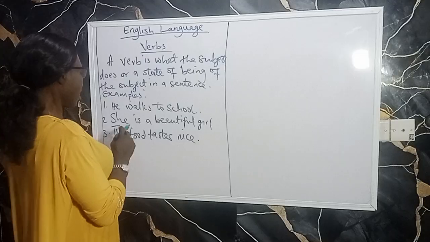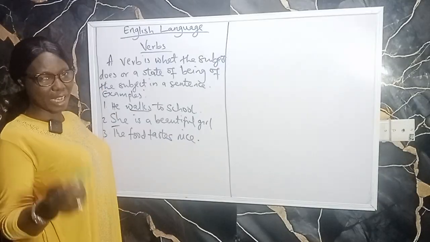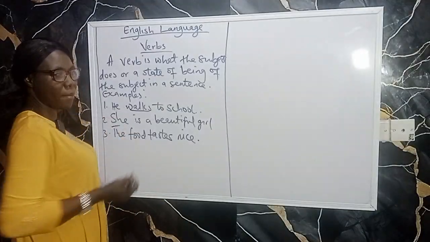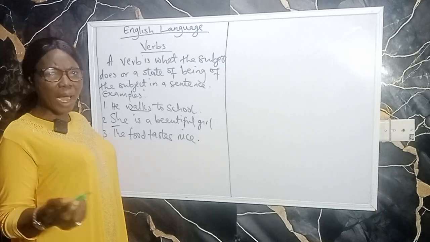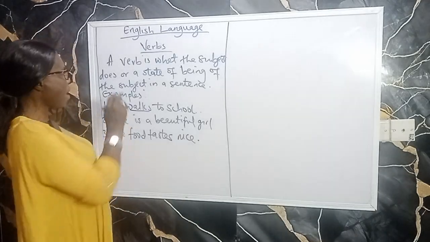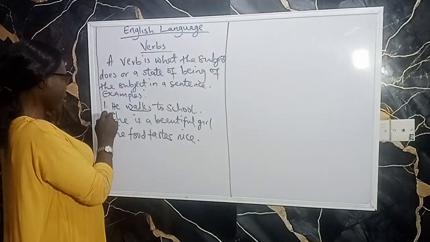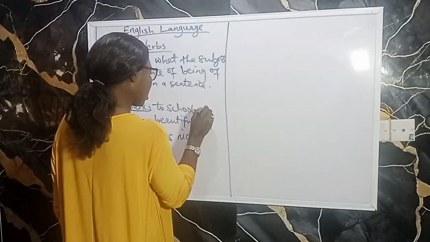The first one, he walks to school. Walks here is an action performed by he. Remember, a subject is the performer or doer of an action. So he here is the subject. Remember what the subject does. He walks to school. So walks here is an action.